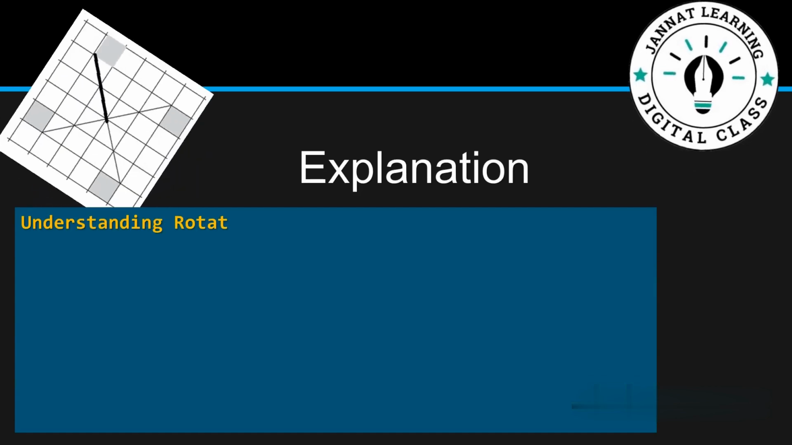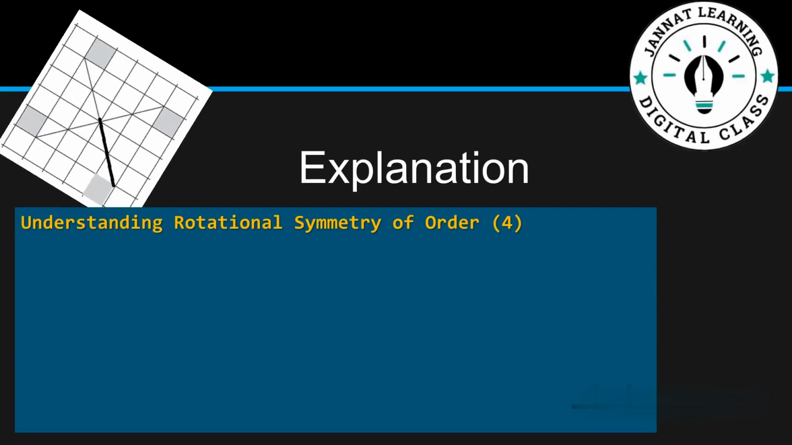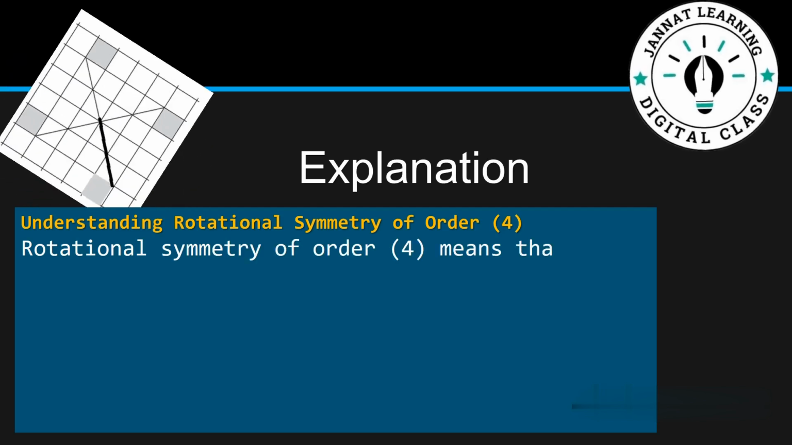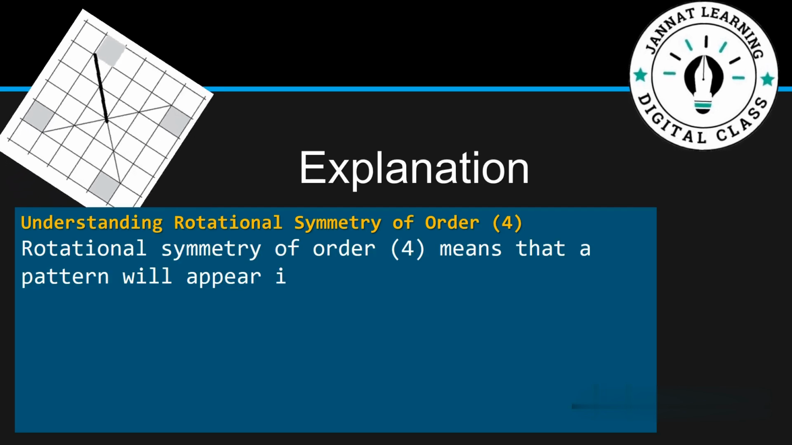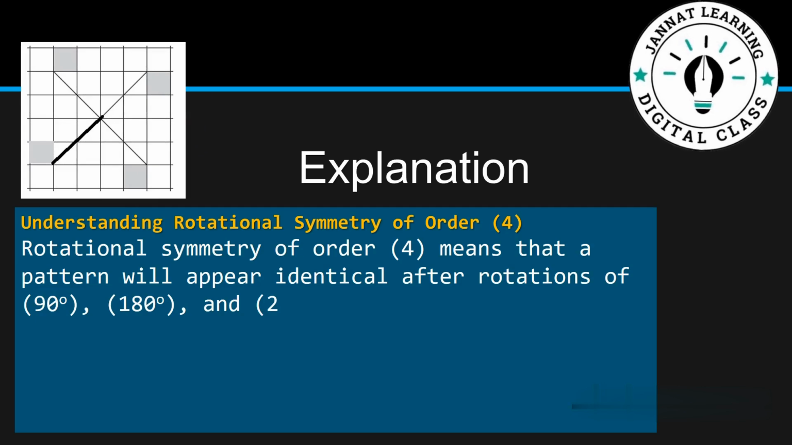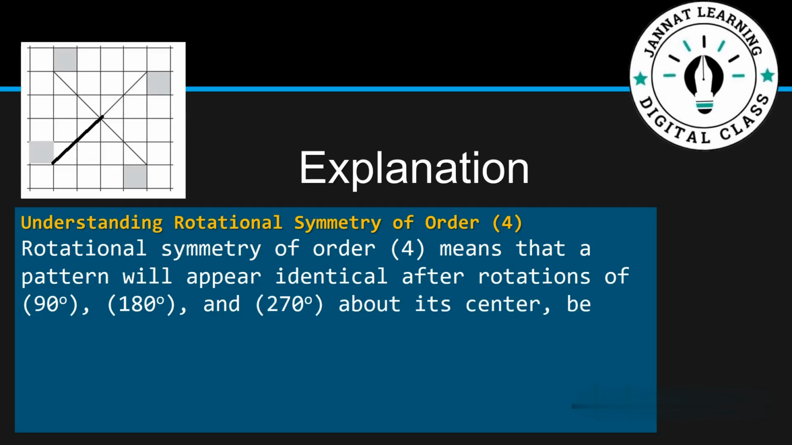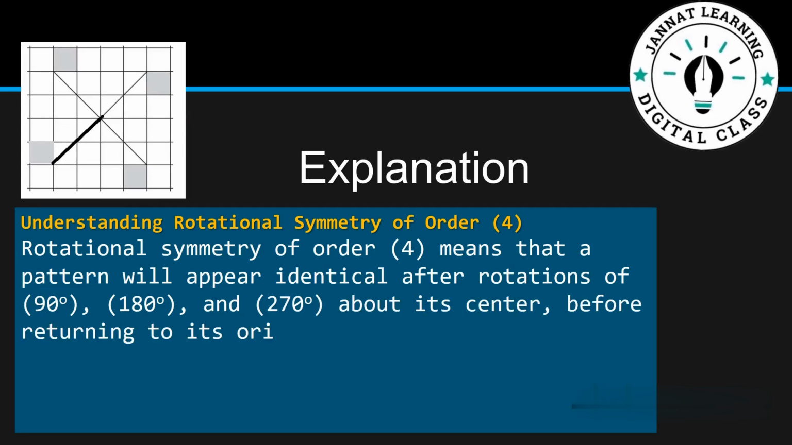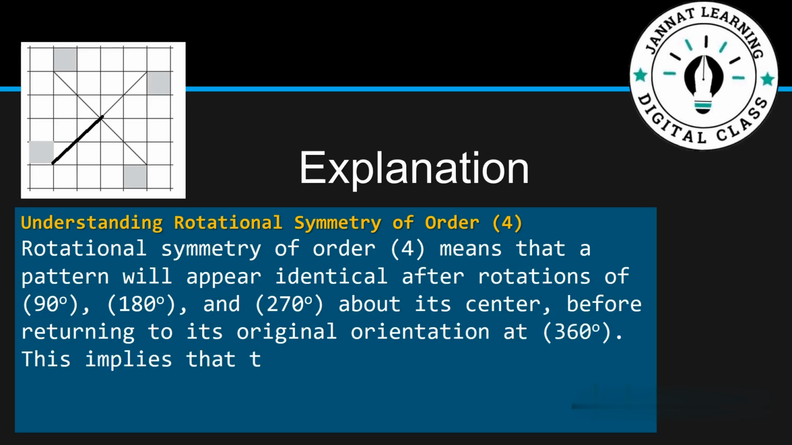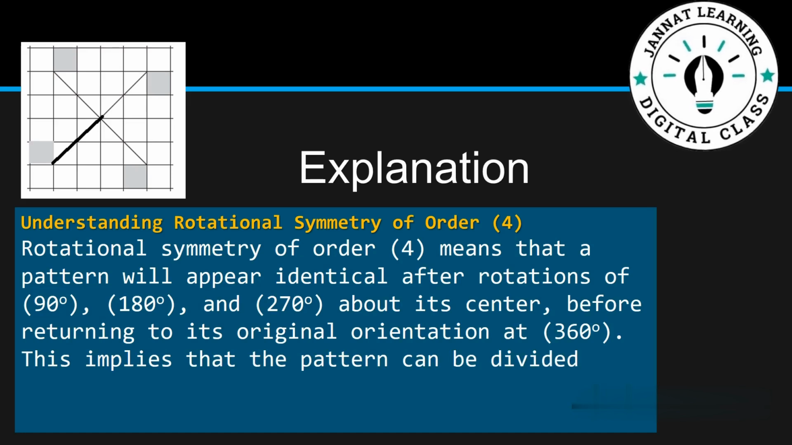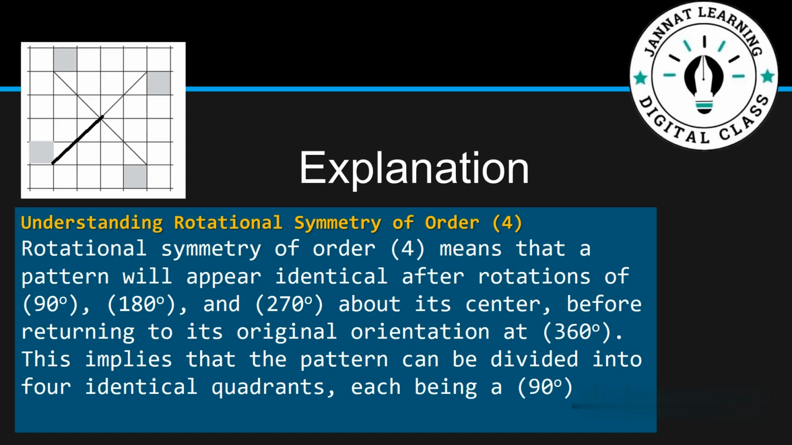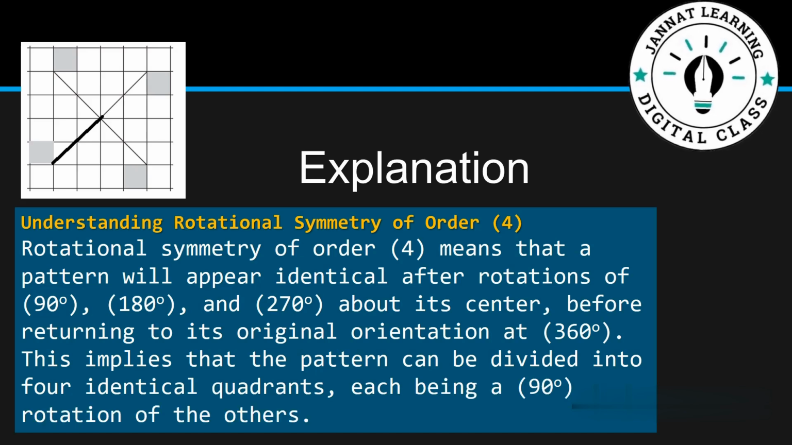Understanding rotational symmetry of order 4. Rotational symmetry of order 4 means that a pattern will appear identical after rotations of 90 degrees, 180 degrees, and 270 degrees about its center, before returning to its original orientation at 360 degrees. This implies that the pattern can be divided into 4 identical quadrants, each being a 90 degrees rotation of the others.